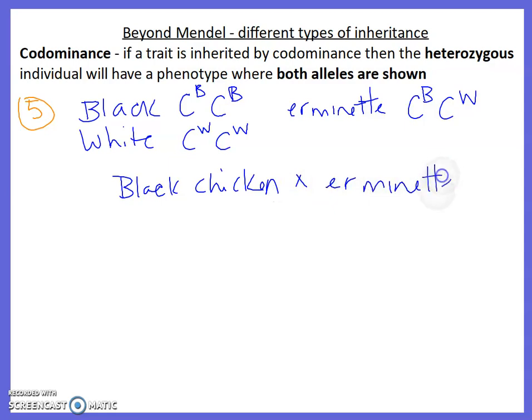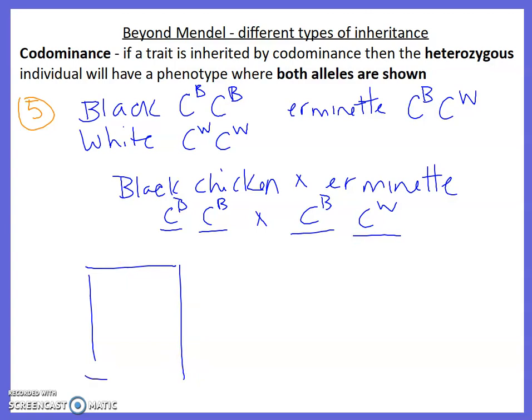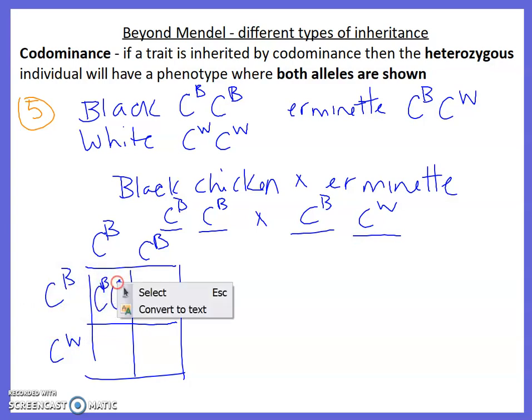And so we'll go ahead and write down their genotypes. So C^B C^B, and then C^B C^W. All right, so we'll do our Punnett square. And the question asks, what are the expected genotype and phenotype ratios? So what are the ratios? All right, so we'll put the black chicken at the top, the erminette chicken along the side, and then we'll go ahead and fill this in.